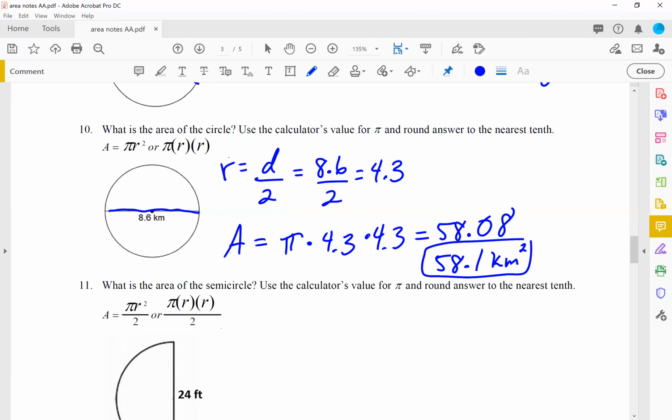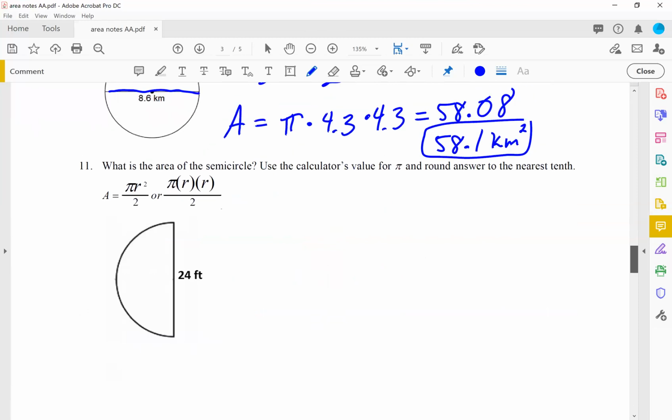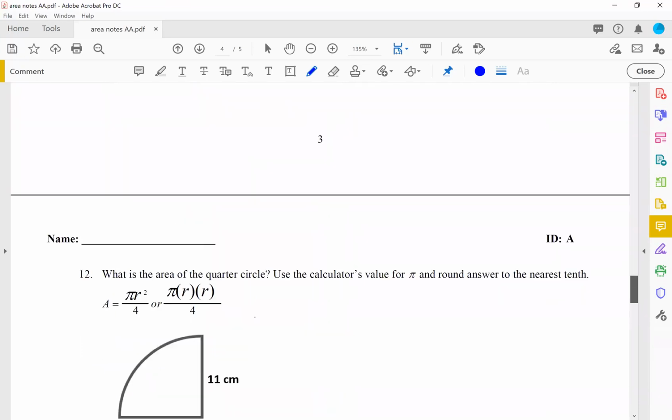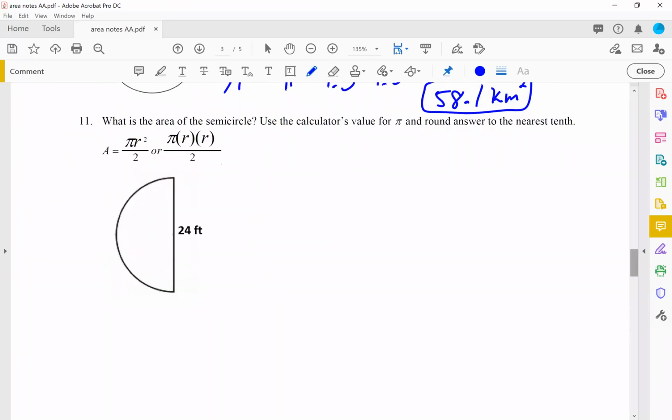Okay, last couple. It's going to be a semicircle, so half a circle, and then a quarter circle. If you look at the formula, the semicircle, it's just pi r squared, the regular formula for a circle, but divide by 2 because we only want half. You have to be careful here. The 24, that is the diameter. We only want the radius. So remember, the radius is half of that. So what's half of 24? Well, it's 12. The radius is the diameter divided by 2. So 24 divided by 2 is 12.